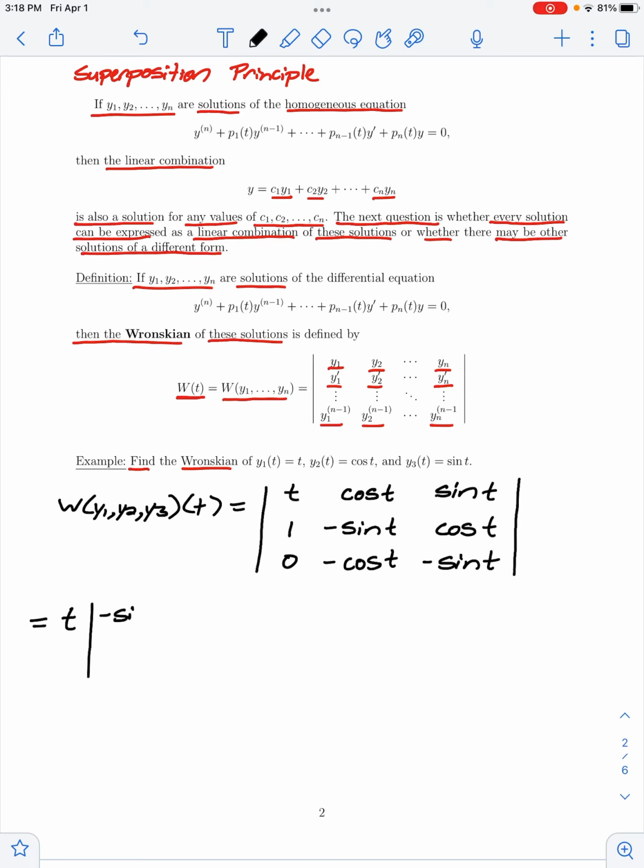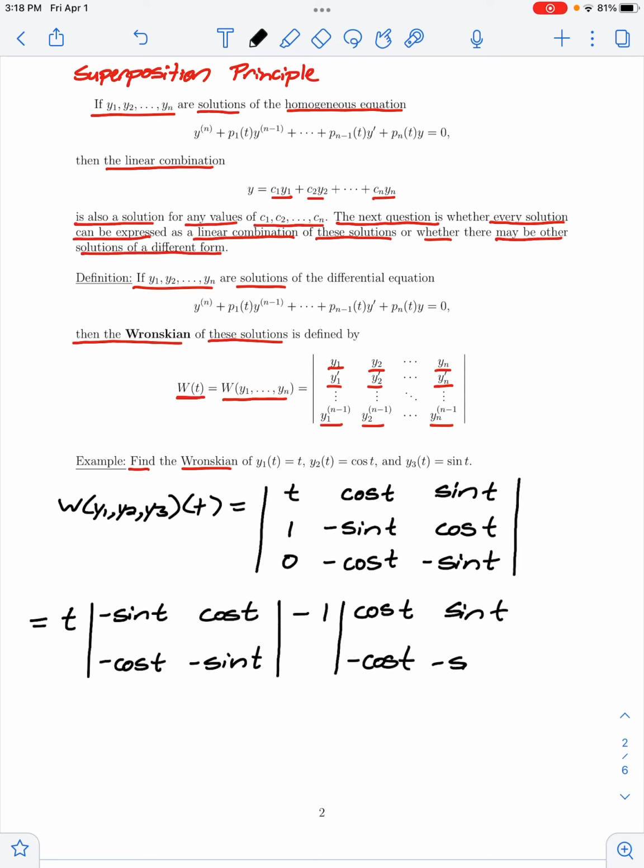So this would leave me with negative sine t, cosine t, minus cosine t, minus sine t. And then moving to the second entry in my first column, I would have a negative times that entry 1 times the determinant of the 2 by 2 submatrix I get by deleting that row and column, which would leave me with cosine t, sine t, negative cosine t, negative sine t. And then plus the last entry in that first column is 0.